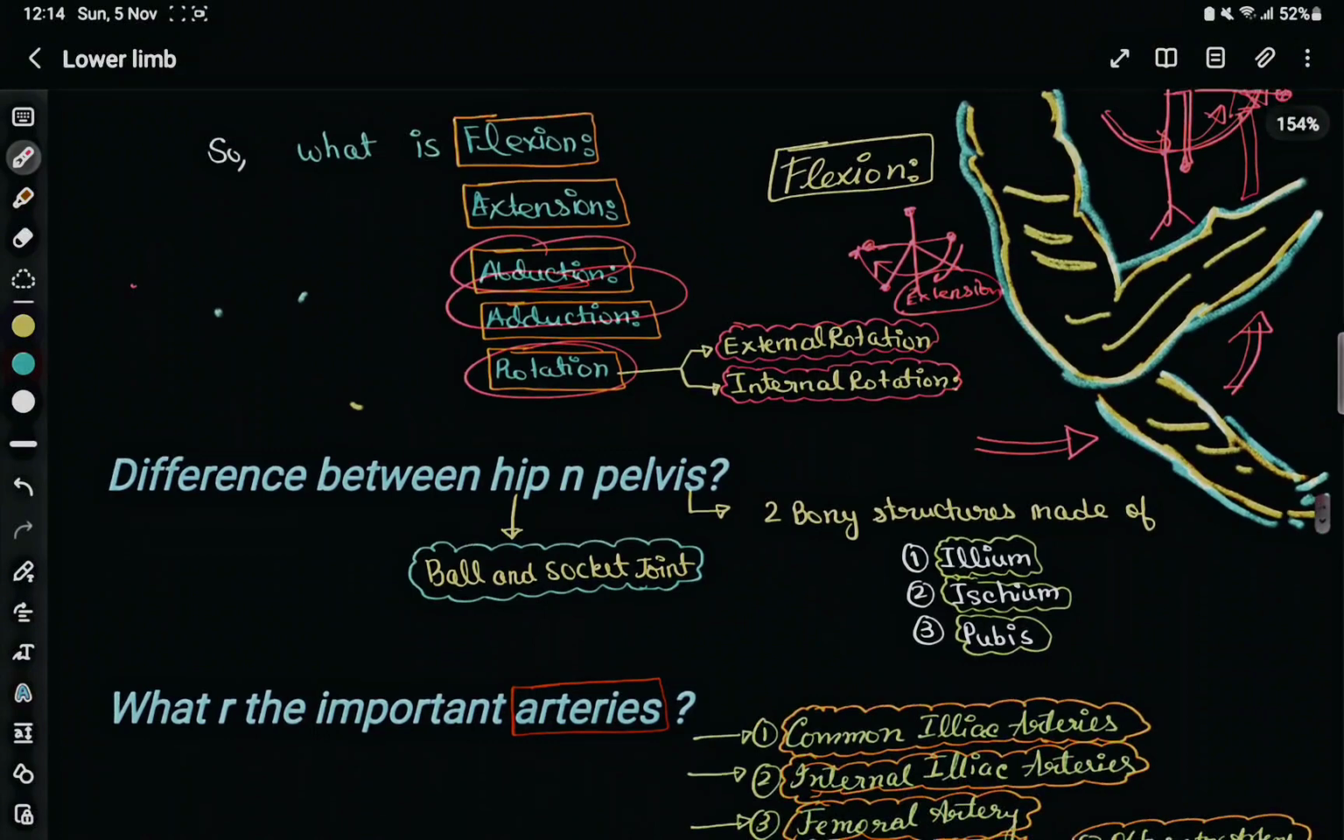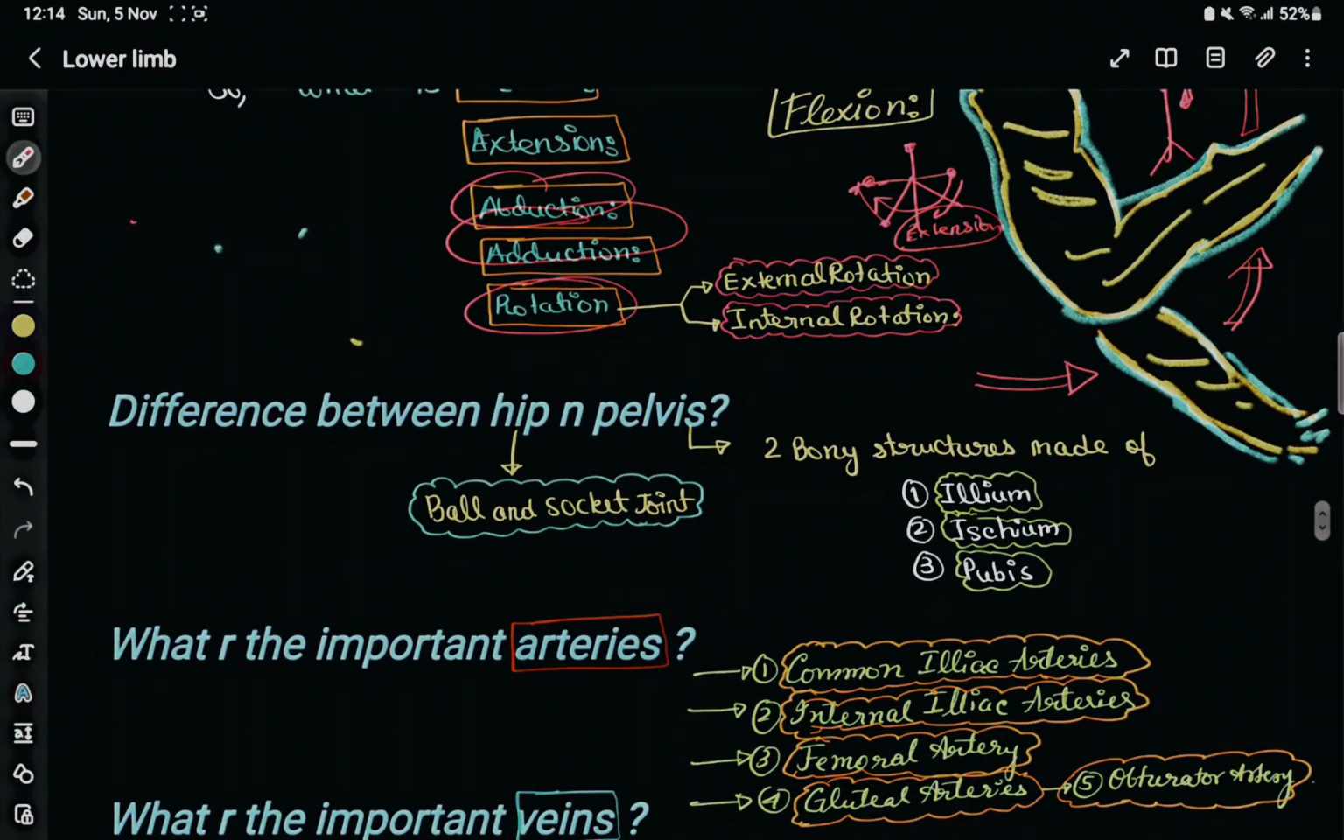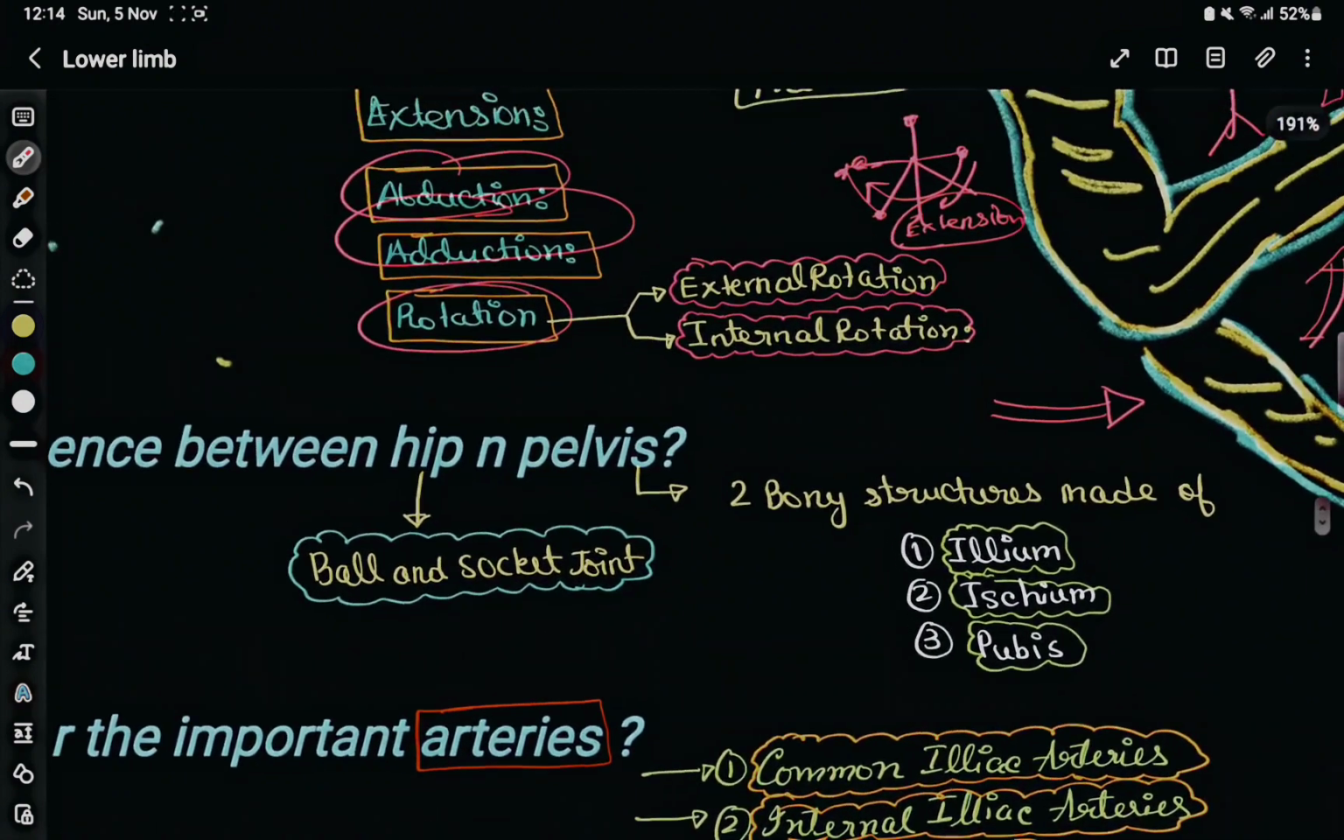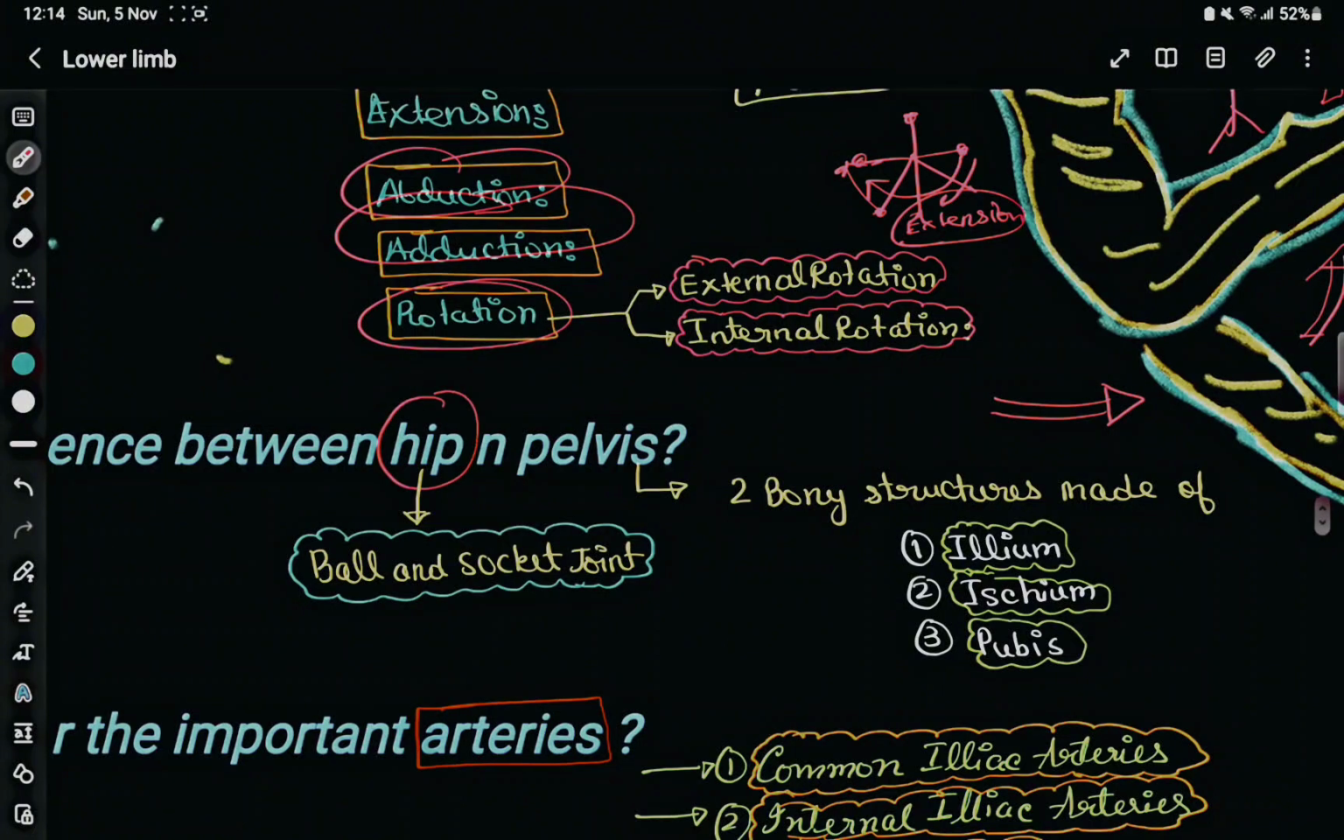So what is the difference between hip and pelvis? Do you have any idea what the main difference is? Because both are not the same. As I mentioned, the hip is the ball and socket joint which connects the femur, which is the thigh bone, to the pelvis.